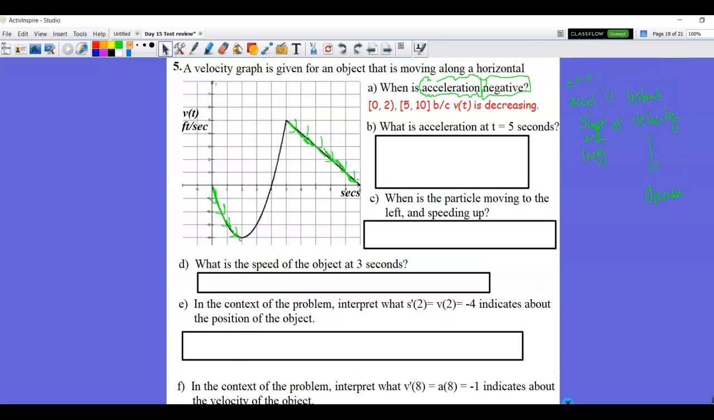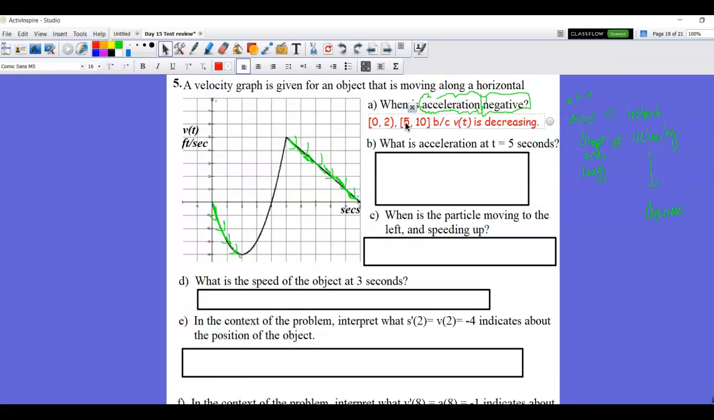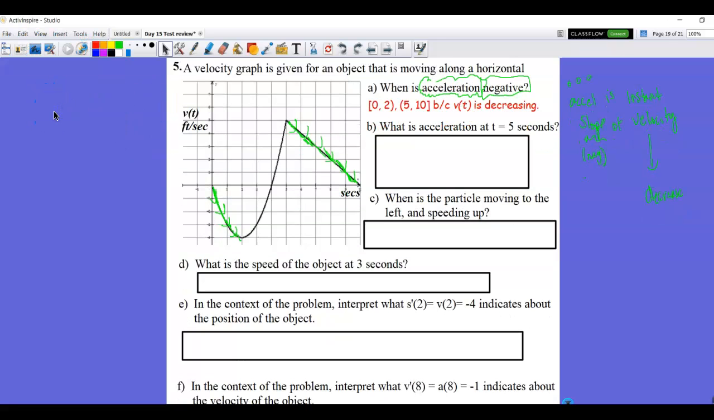On the interval from 0 to 2, and on the interval from 5 to 10, that 5 should be an open, not a close, so let's fix that. 5 to 10, because velocity, and look at my justification, velocity is decreasing. Let's clear the board and go to the next thought.